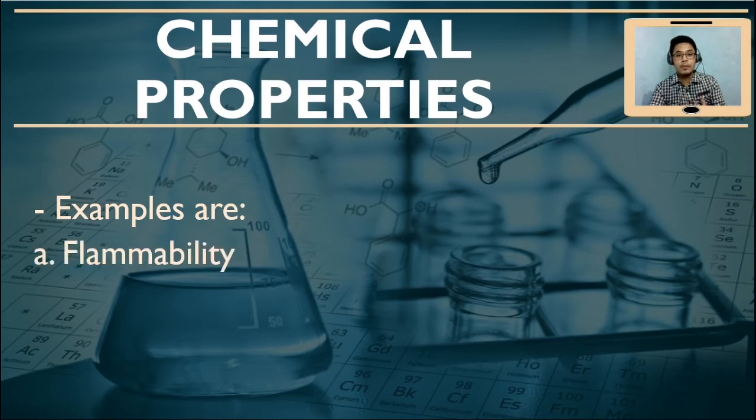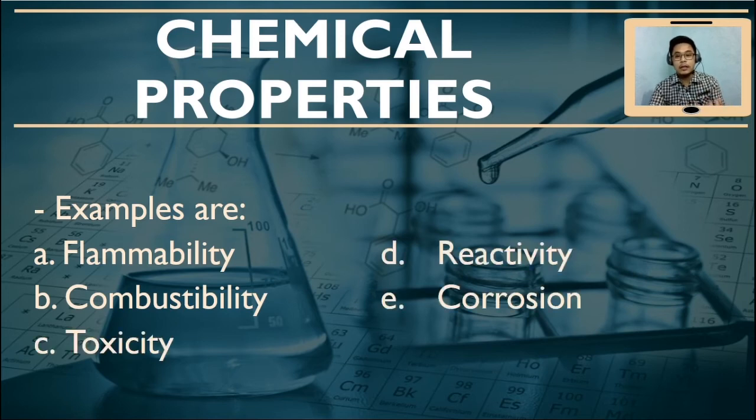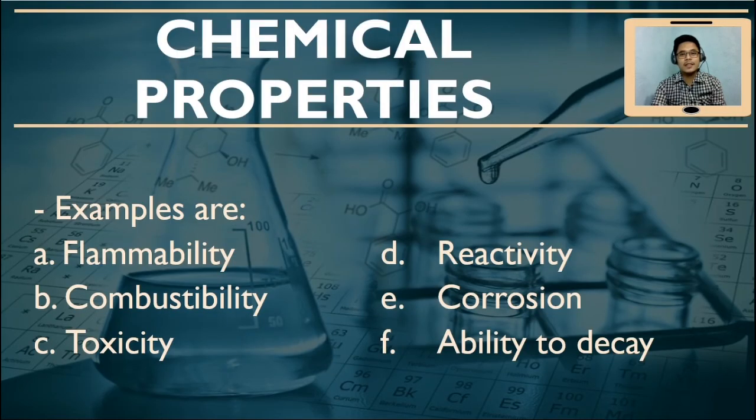So we have flammability, ability of that matter to start a flame or a fire. Okay, the combustibility, we have the toxicity, reactivity, corrosion or to be corroded. So ito ay yung nangangalawang, no? And the ability to decay or yung nabubulok na. So take note of the different examples of the chemical properties. Ibig sabihin, kailangan ng another factor para malaman natin yung chemical property ng specific na matter. So that's all about the chemical properties of matter.